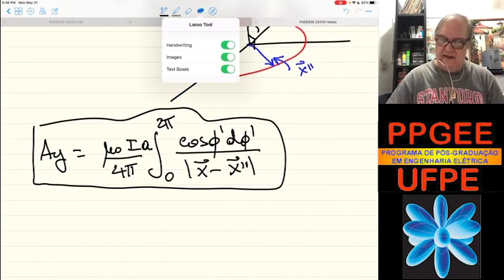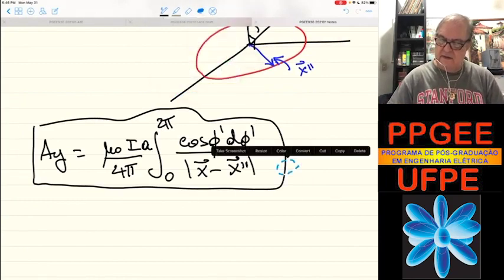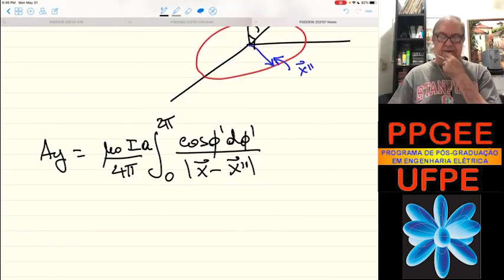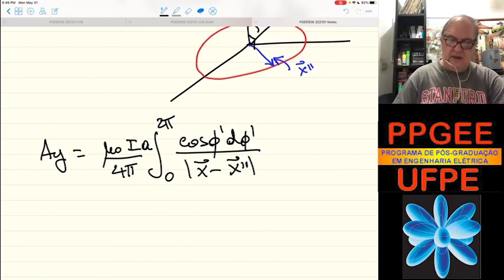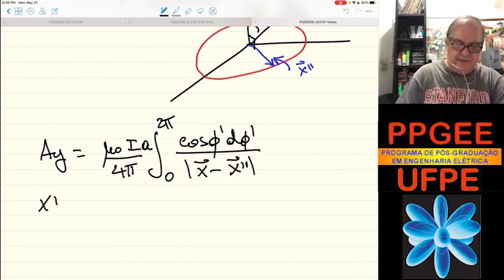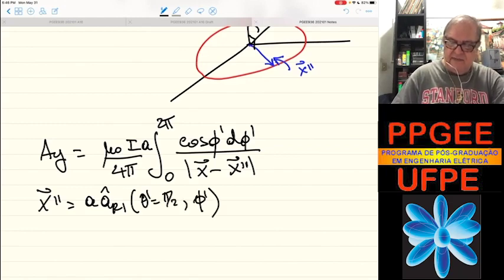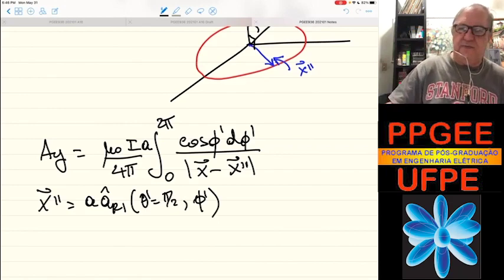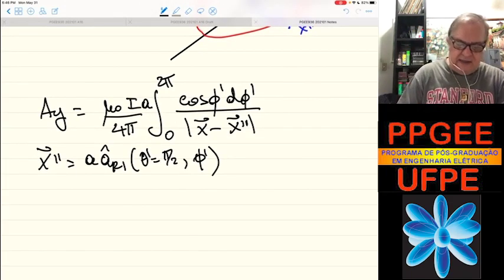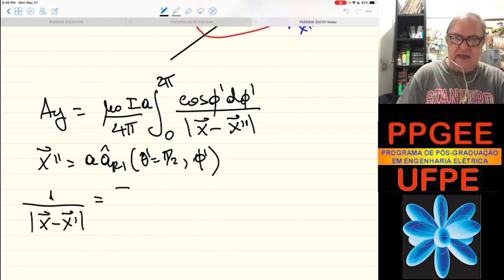So that's what we have to calculate. Recalling that x2 prime equals AR prime for theta prime equals pi over 2 and phi prime between 0 and 2 pi. To calculate the integral, use the expansion, the addition theorem of spherical harmonics. This equals 4 pi.